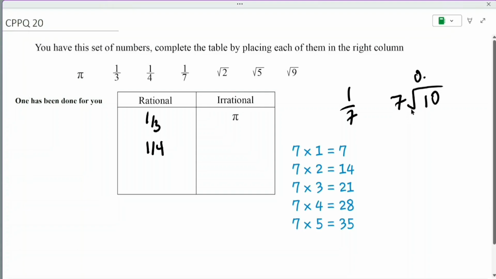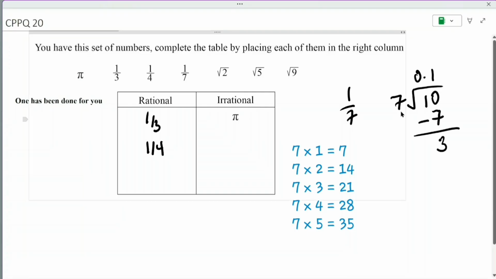7 in 10 is 1, because 7 times 1 is 7. 7 times 2 is 14. 14 is higher than 10, so 7 times 2 will not work. So you have 7 times 1, which is 1. The result, 1 times 7, will give you 7. You subtract 10 by 7. 10 minus 7 will give you 3. 7 is greater than 3, so you have to increase this 3 by adding a 0 to it to make it 30.